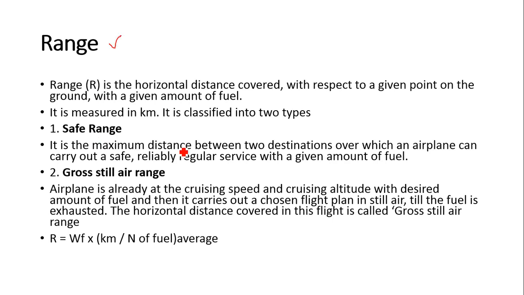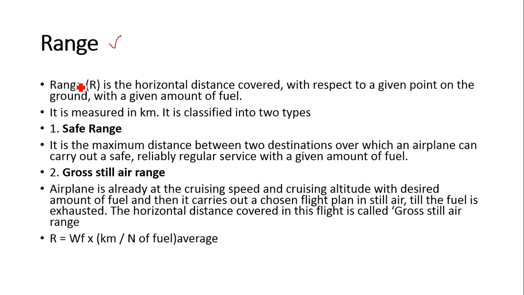So the general definition is: range is the horizontal distance covered by an aircraft from a starting point, or from engine start, with a given amount of fuel. That means, for a full amount of fuel, how much distance an aircraft covers, that is called range. The unit for range is simply distance, so we can measure the range in kilometers.